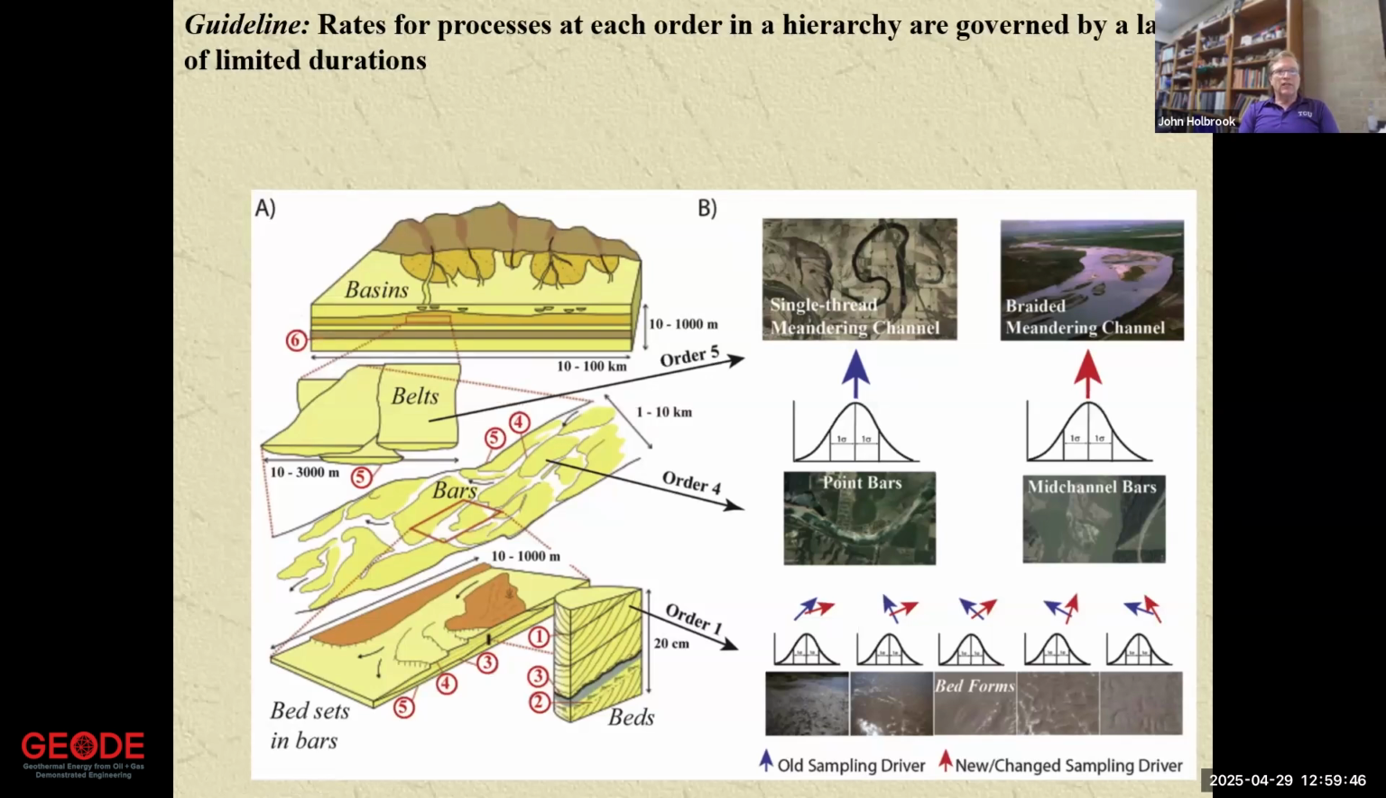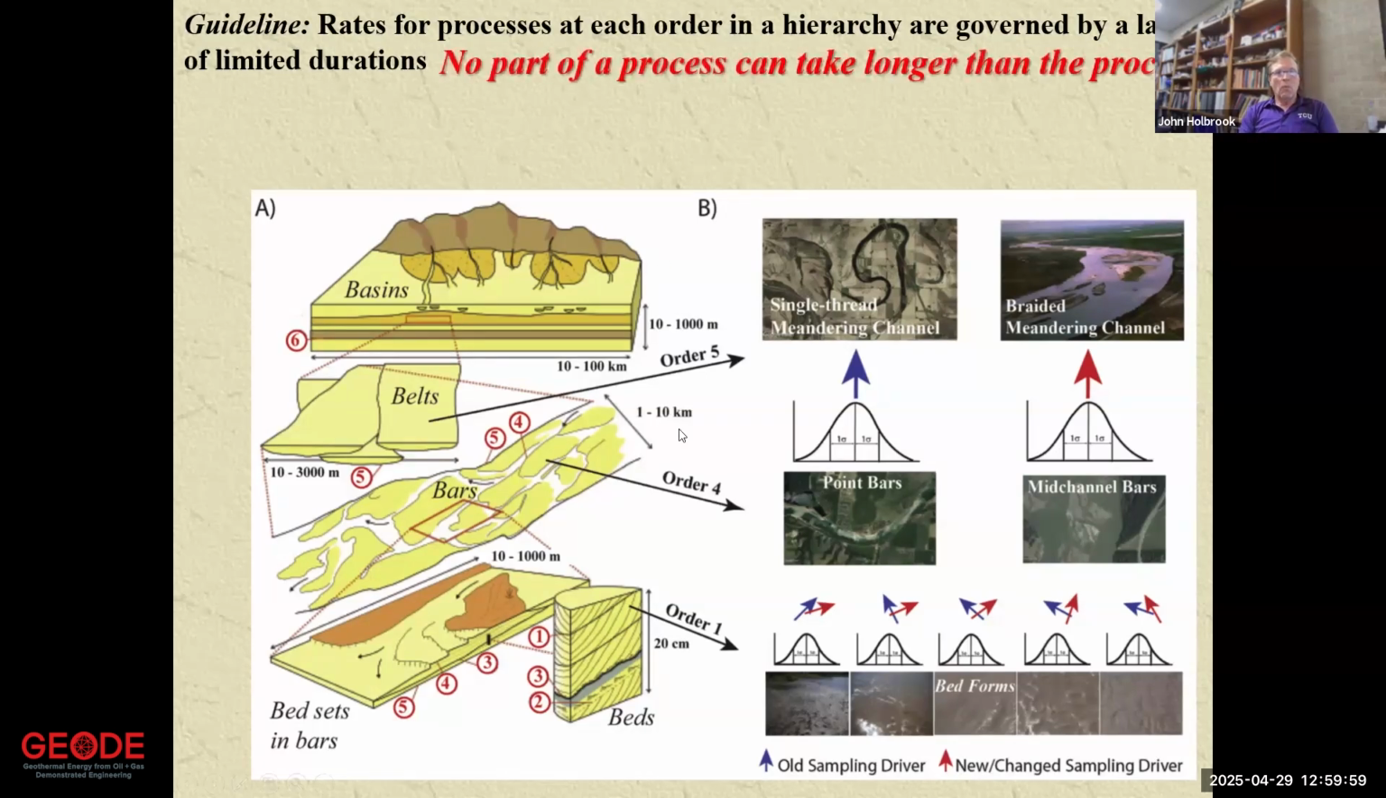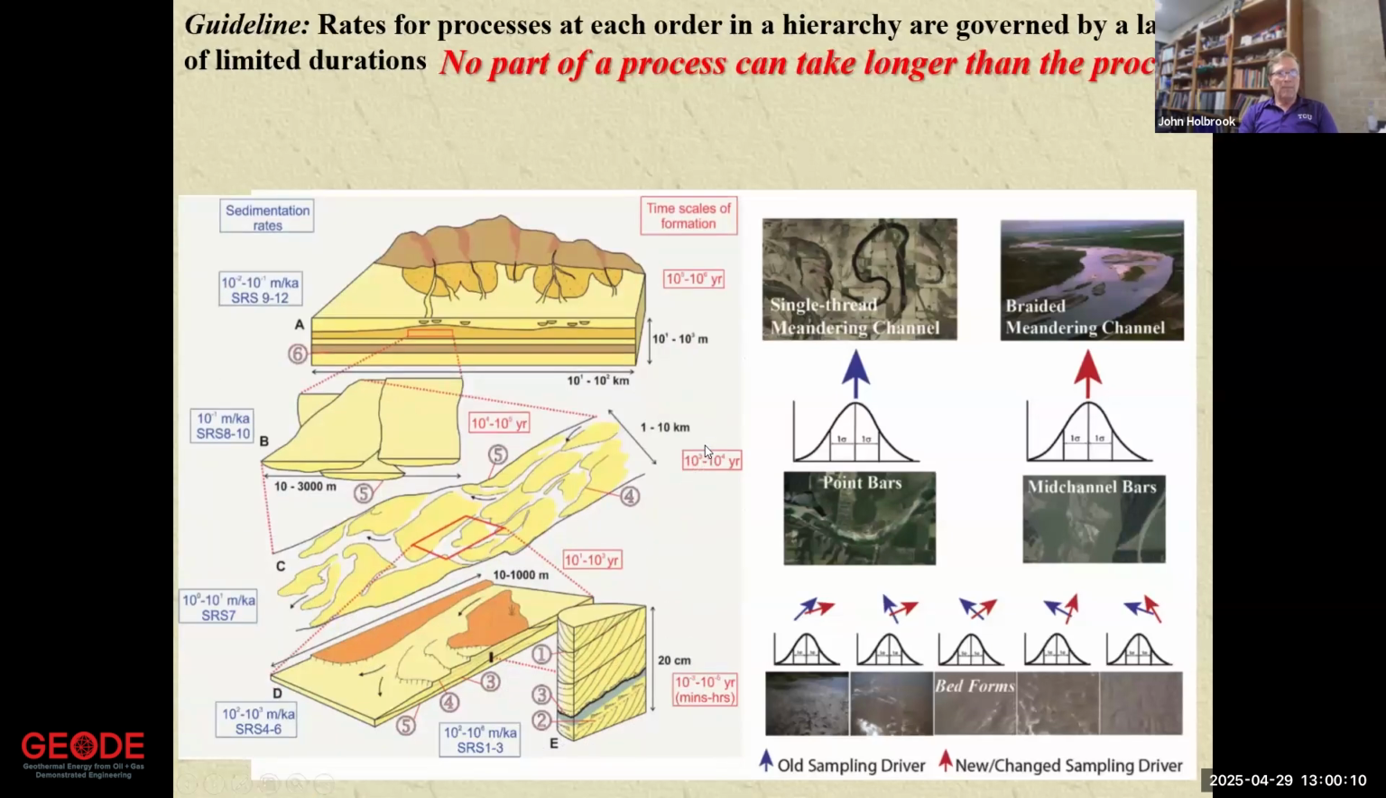Okay, the other thing is this is one of those obvious points. Rates for any process at any order higher are limited by the law of limited durations. In short, no part of a process can take longer than the process. So the things that are actually happening at the lower orders can't take longer than the things that are making the higher orders.